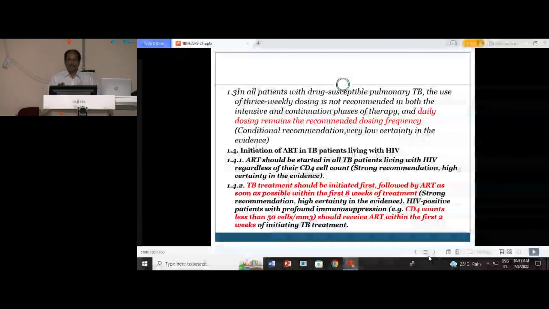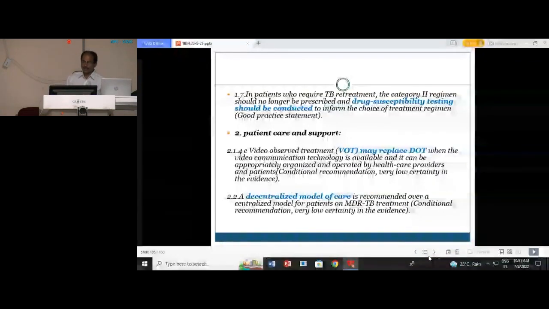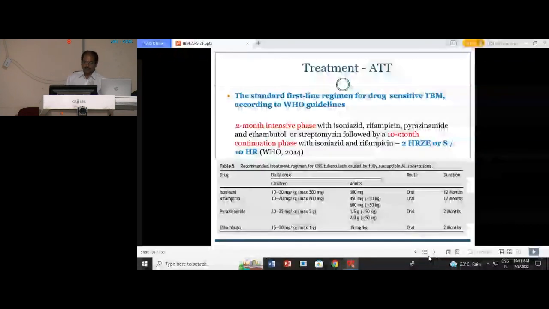In tuberculous meningitis, initial adjuvant corticosteroid therapy with dexamethasone or prednisolone should be started and tapered over a period of 1 to 2 months. 6 to 8 weeks should be used. And drug susceptibility testing should be conducted. We have already discussed that. Video observed treatment may replace DOT, and a decentralized mode of care is recommended. Standard treatments we have already discussed: the 4 drugs for 2 months, INH and rifampicin for 10 months.